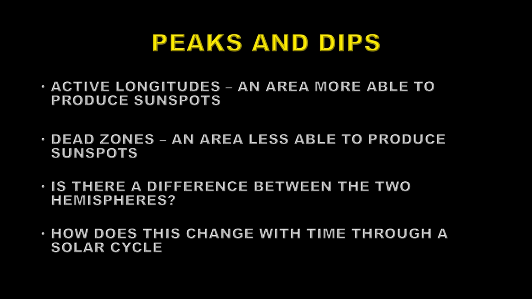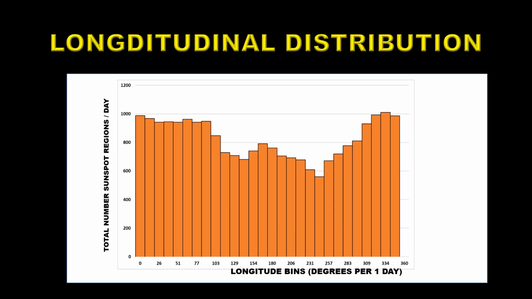But we never really had a chance to take a look at that in more detail. So let's start taking a look at the longitudinal distribution of sunspots. First of all, with both hemispheres included, and this is the plot you get.